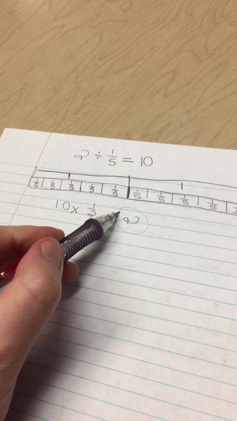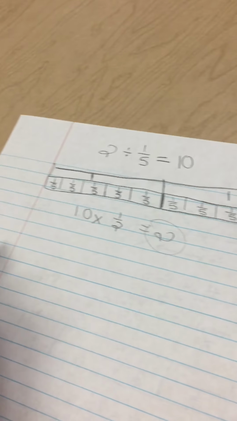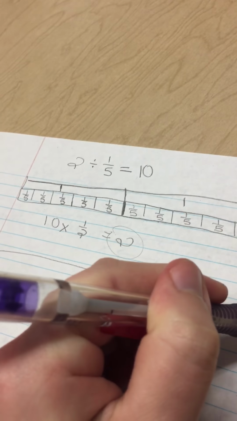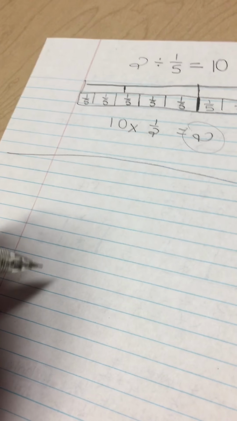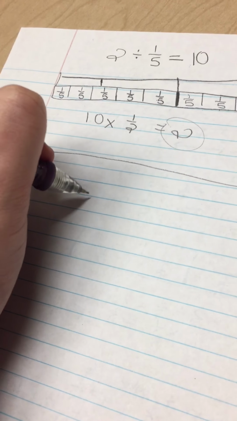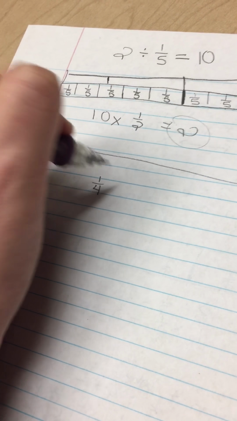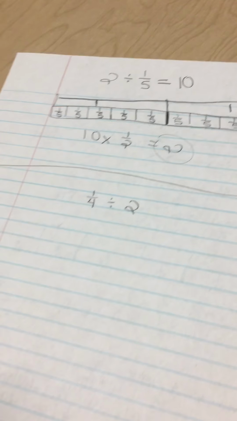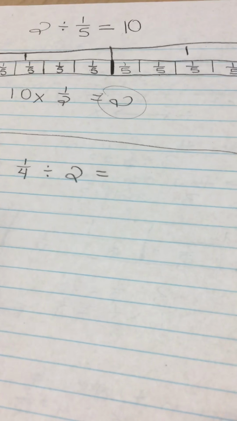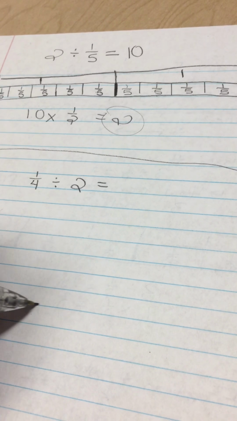Okay, let's do one more example of a fraction divided by a whole number. I think that one's a little harder to do. So, let's say I have 1/4 divided by 2. Okay, start by drawing your whole. Remember, we always have to keep that whole in mind.